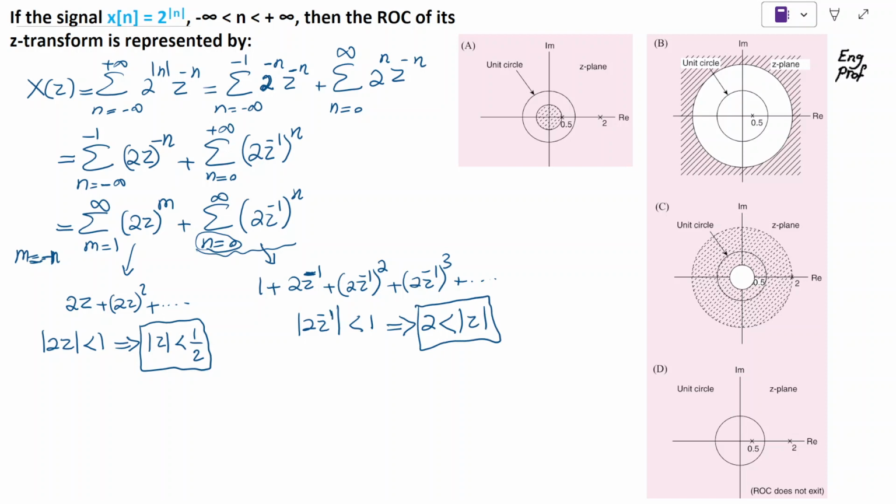Now when you compare the conditions, both must be satisfied at the same time, because you have the summation of these two infinite sums together. At the same time you want the absolute value of z to be less than 1 over 2, and the absolute value of z to be greater than 2. Obviously it's impossible to have both at the same time. Therefore, the region of convergence doesn't exist, as shown in choice D, and the rest of them are not the right solution. I hope that this is helpful.